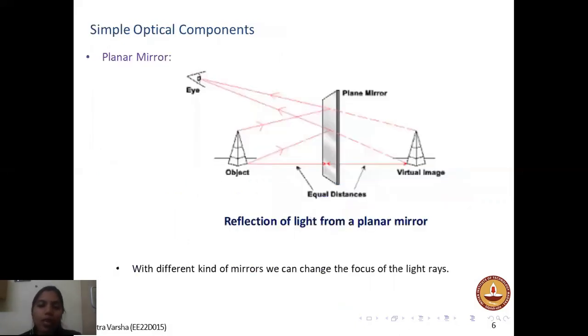Simple optical components: there are a few optical components which use reflection properties of various mirrors. Here we see a planar mirror. A planar mirror reflects the light originating from an object such that the reflected rays appear to have originated from a point behind the mirror called the image, which is at equal distance from the mirror. Typical household mirrors are planar mirrors. What is the use of these optical components?